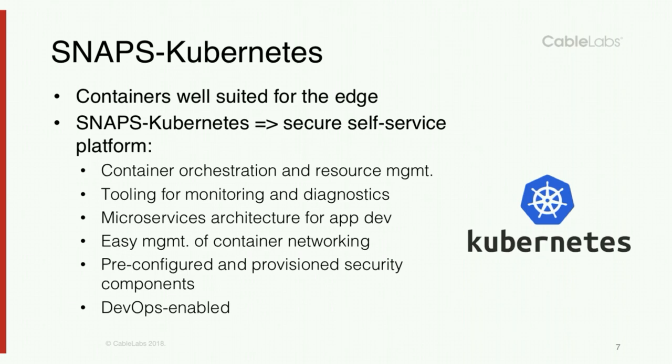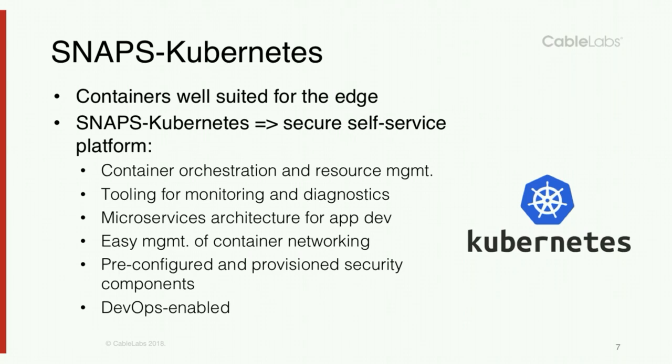In addition to the functionality that we just discussed, there's also management, authentication, and monitoring, and these are aspects covered to various degrees by SNAPS-Kubernetes. So if you go down the list: container orchestration and resource management, tooling for monitoring and diagnostics, microservices architecture for application development, and easy management of container networking.